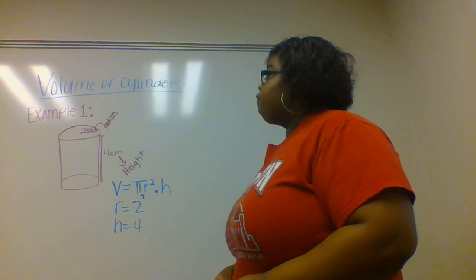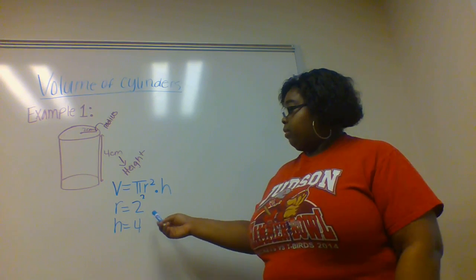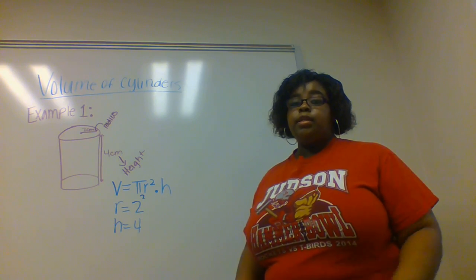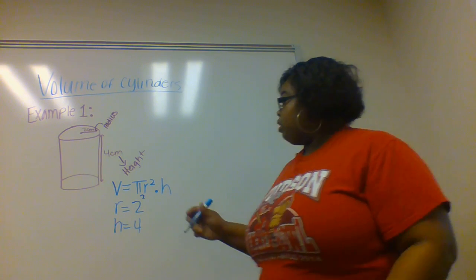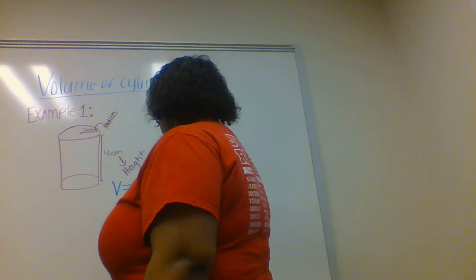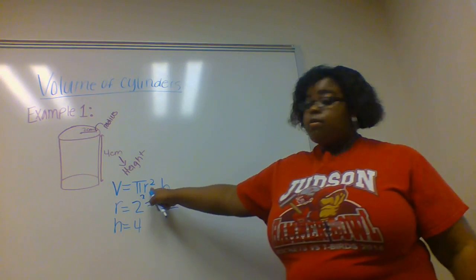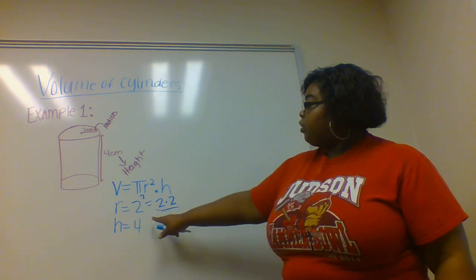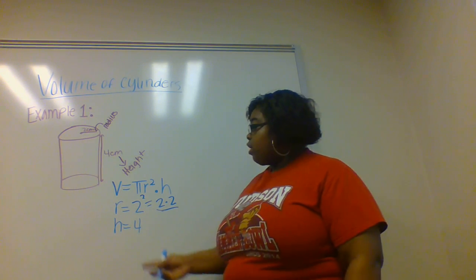So, before in the definitions, I explained that it is actually going to be radius squared, which means that it's going to be radius times the radius. And since our radius is 2, that means it is going to be 2 times 2. That's all the square means, to multiply the radius times itself, which in this case is going to be 2 times 2. And we have our height, which is 4.